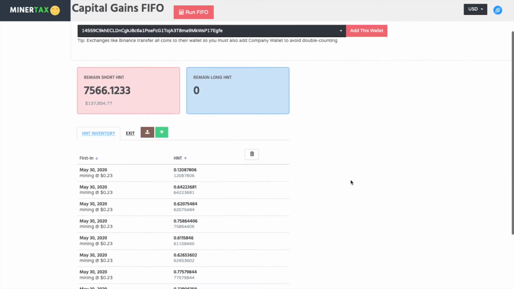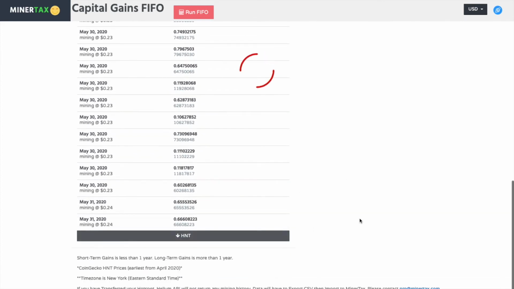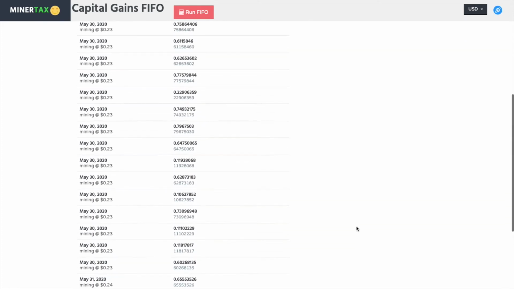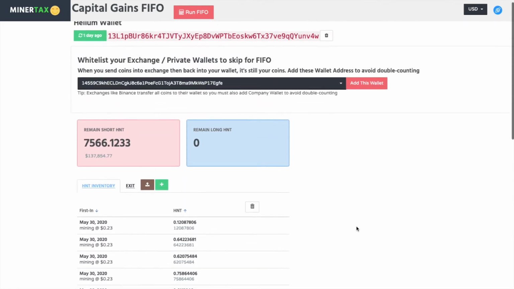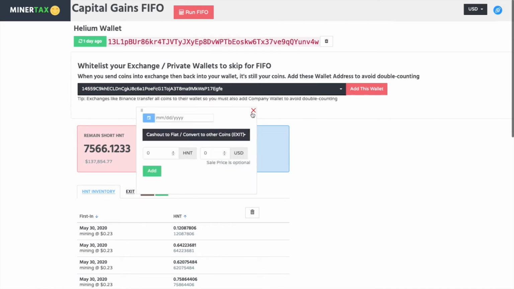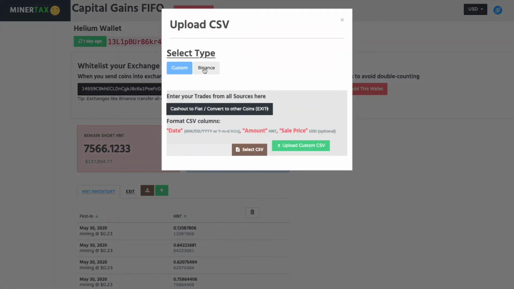Once synced, you will see a list of inventory and exit pulled from your main wallet. Inventory is all the coins you ever mined, bought, and received. Exit is all the coins you cashed out, traded, or expensed. You can easily add more inventory or exit anytime. You can also import a CSV downloaded from Binance or upload a custom CSV.